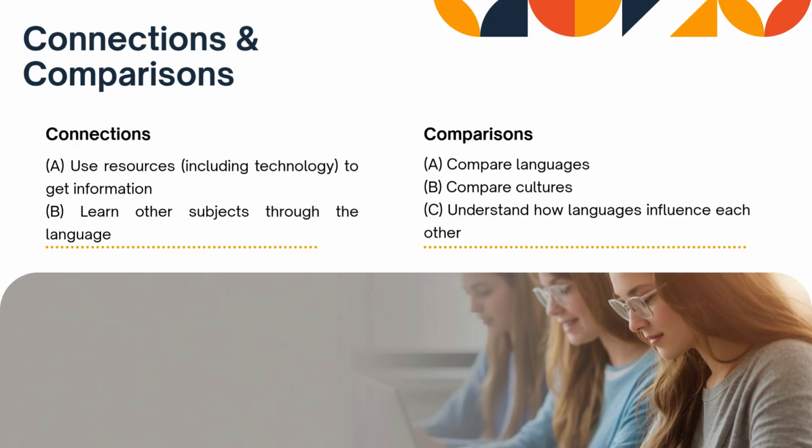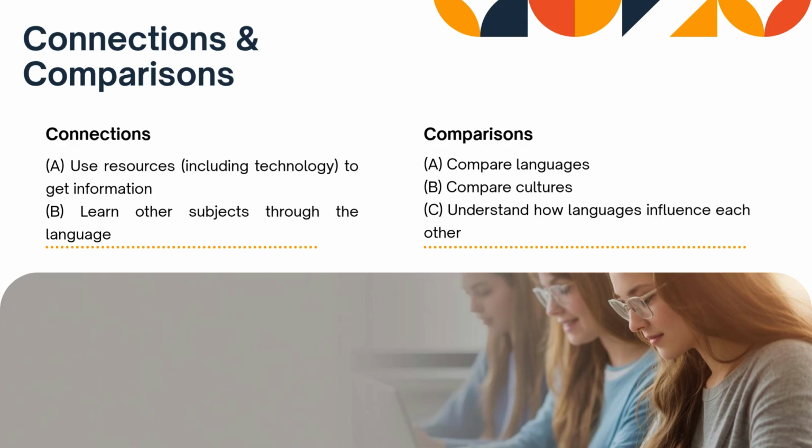Let's look at strand B, learning other subjects. This is the cross-curricular part. You aren't just learning verbs, you're learning history, math, science through Spanish. Imagine learning about the Silk Road in world history class, but doing it entirely in Mandarin. That's the connection. It reinforces both subjects at once.